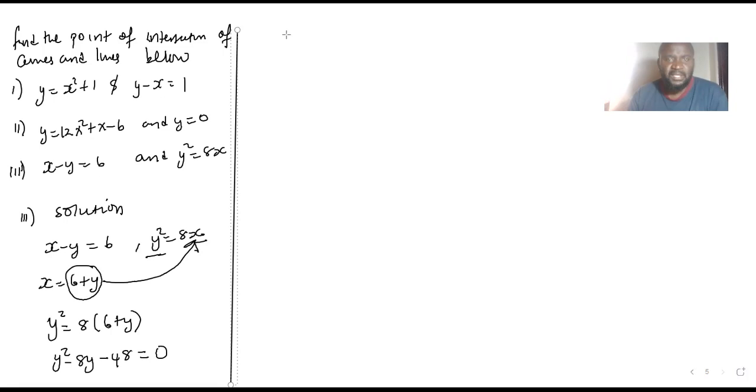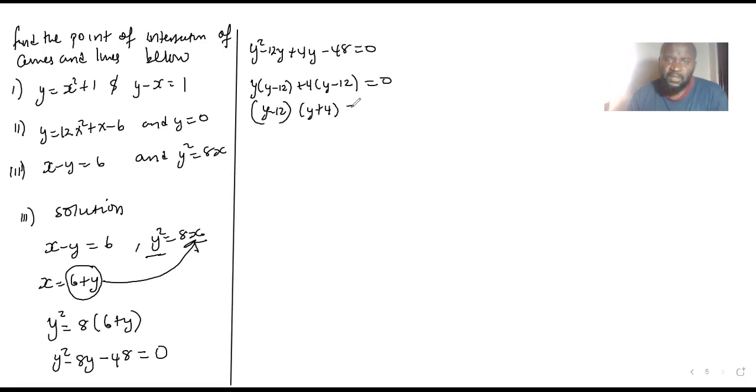So when you compute what you get, 2 numbers multiplied, you get negative 48. When you add them, you get negative 8. That is negative 12 and 4. So y squared minus 12y plus 4y minus 48 is 0. So we have y into y minus 12 plus 4 into y minus 12 is equal to 0. Y minus 12 and y plus 4 is 0. So we have y is equal to negative 4 and y is equal to positive 12.